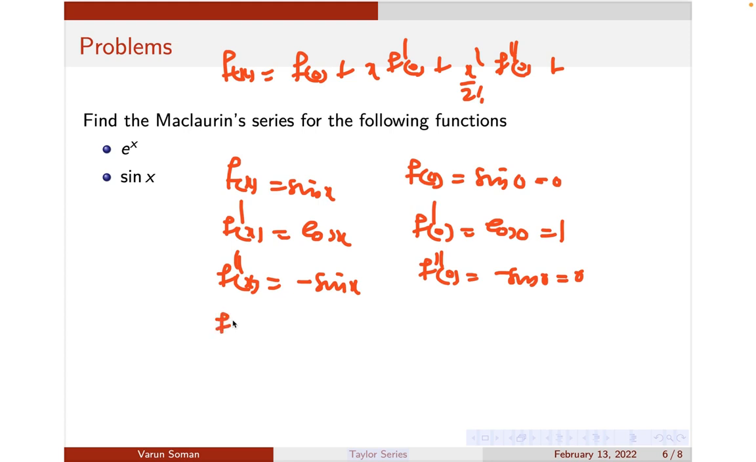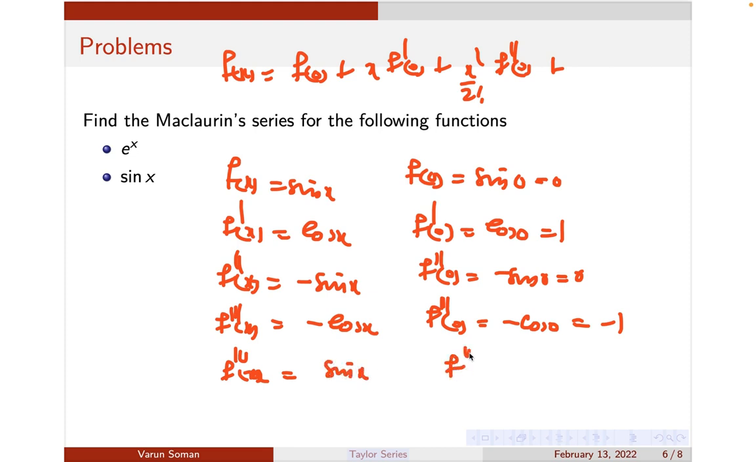And what is f triple dash of x? F triple dash of x is minus cos x. What is f triple dash of 0? It is minus cos 0, which is minus 1. Okay, now can you guess the pattern? F fourth derivative would be again simply sin x.